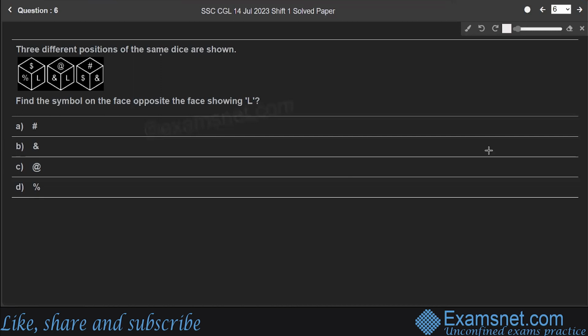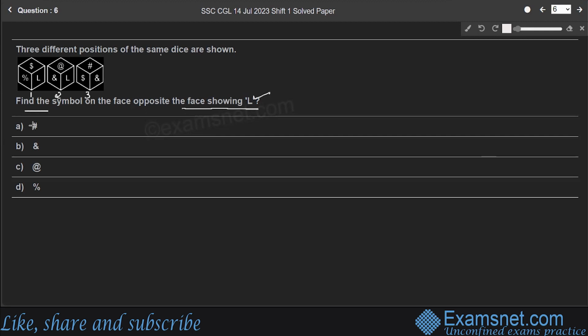Question 6. 3 different positions of the same dice are shown. Here are 3 different positions of the same dice, right? First, second, and third position. Find the symbol on the face opposite the face showing L. That means we need to find the opposite face of L, right?